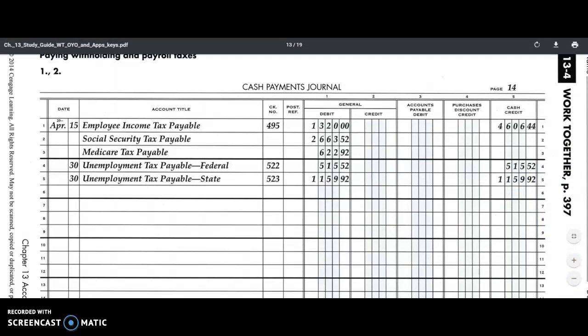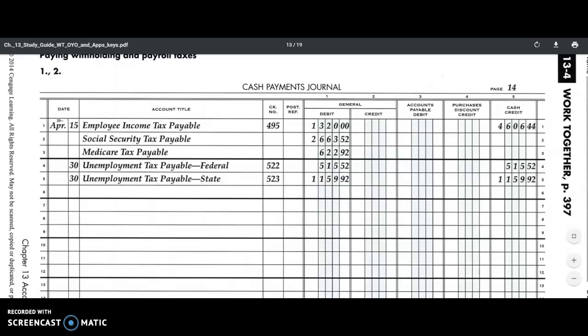Okay, so in your book, when you look at Working Together 13.4, you can see that this payroll data is from the pay period ended March 31st. And for our purposes, we will always have 2 payrolls a month, semi-monthly payroll. So we're seeing the date paid, the amount of Fed tax from that payroll, the amount of Social Security tax, and the amount of Medicare tax. And notice that it is the employee Social Security and Medicare.